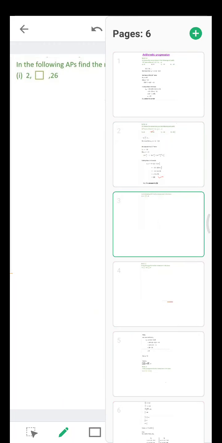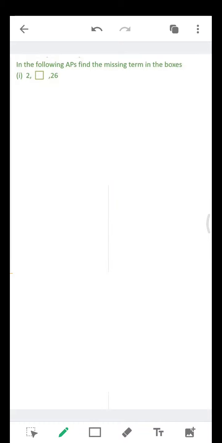Following the same procedure, same formula, let's go to the next question, the third question of this exercise. Now in the following APs we have to find the missing term in the boxes. So which term is missing here? The second term is missing. Can you guess what the second term can be?